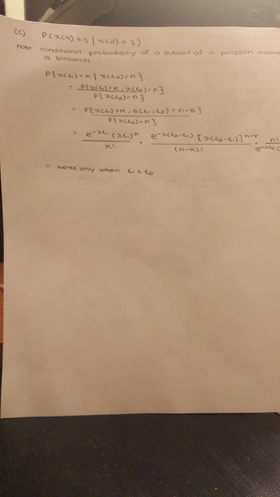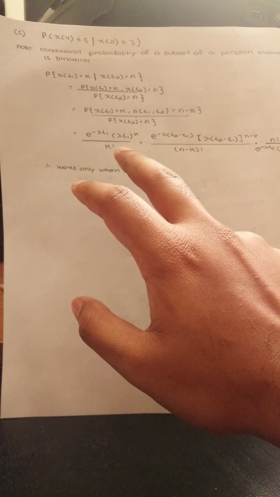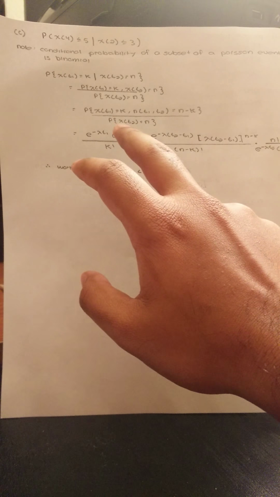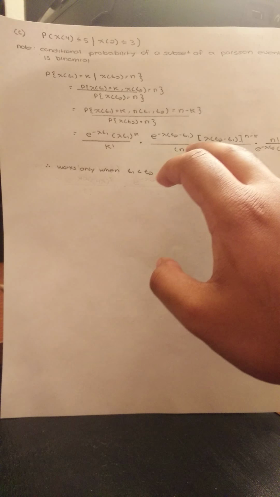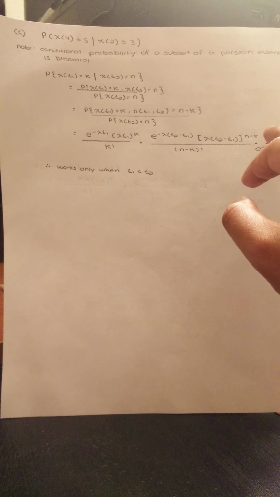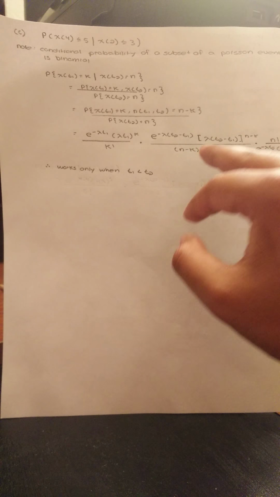So I was not entirely sure, but just for reference, the probability of X(t1) equals k conditioned with X(t2) equals n is the probability of X(t1) equals k and X(t2) equals n over the probability of X(t2) equals n, which simplifies to e to the negative lambda t1 times lambda t1 to the k over k factorial, times e to the negative lambda (t2 minus t1) times lambda (t2 minus t1) to the n minus k power over (n minus k) factorial, times n factorial, divided by e to the negative lambda t2 times lambda t2 to the n power.